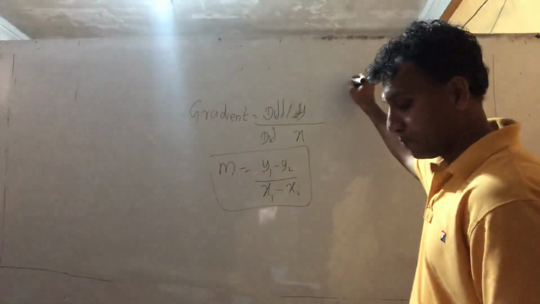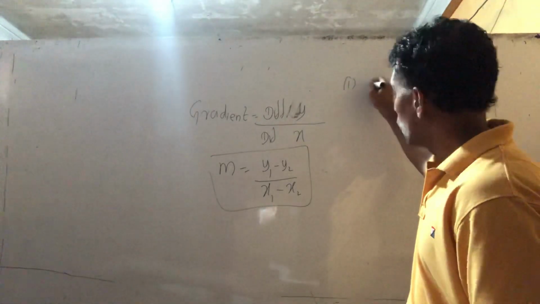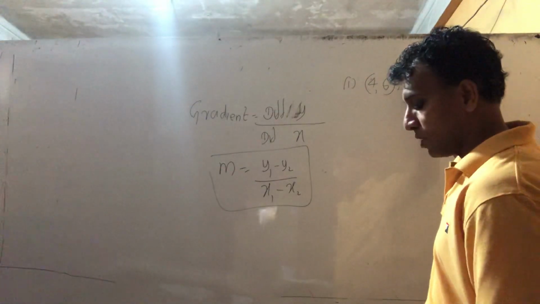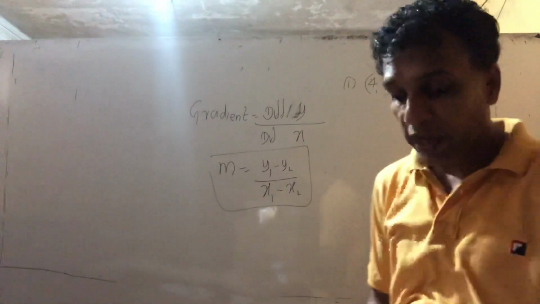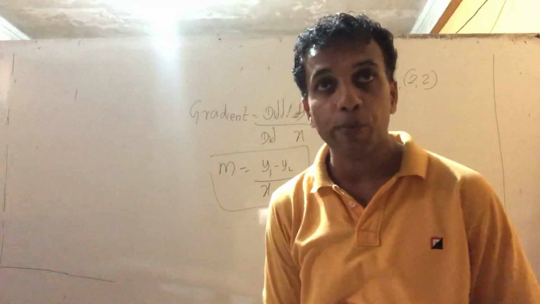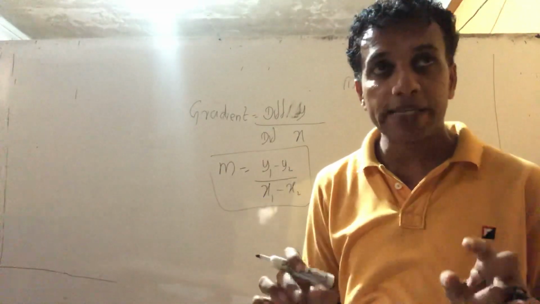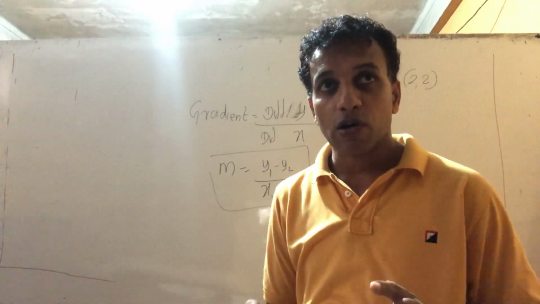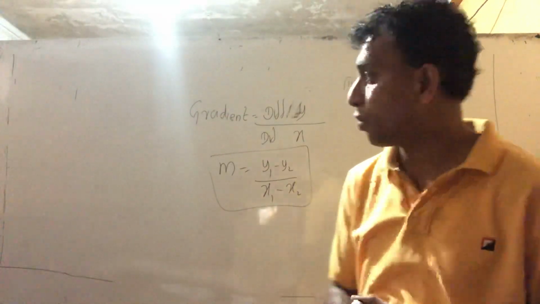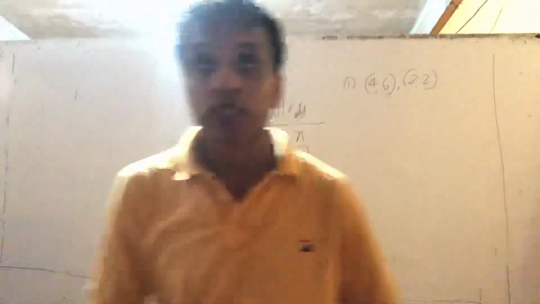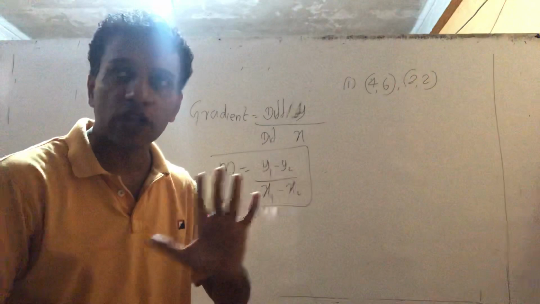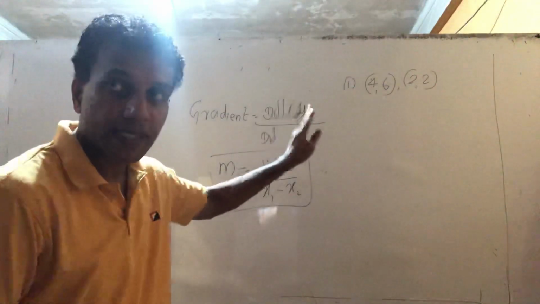So the first question: (4, 6), (2, 2). Calculate the gradient of the straight line which passes through the following points. That's the question, right? A straight line passes through these 2 points. What is the gradient? Don't draw; without drawing, use the formula. The first time I explain like this.